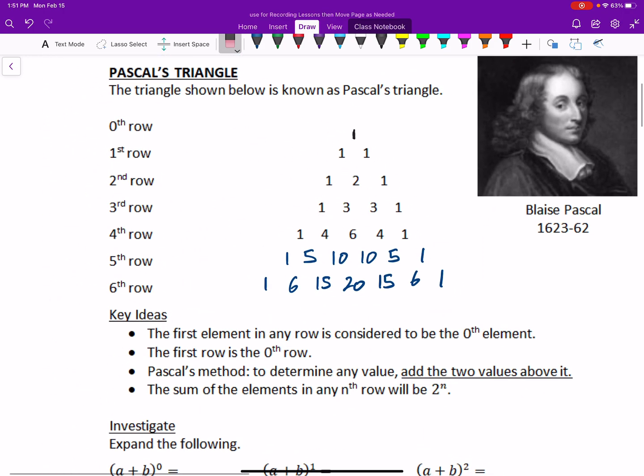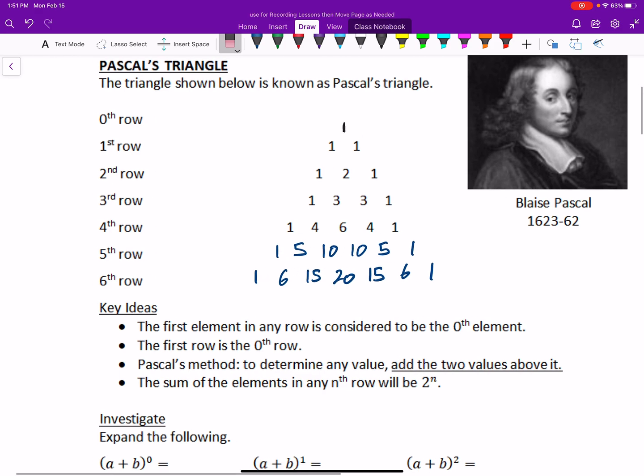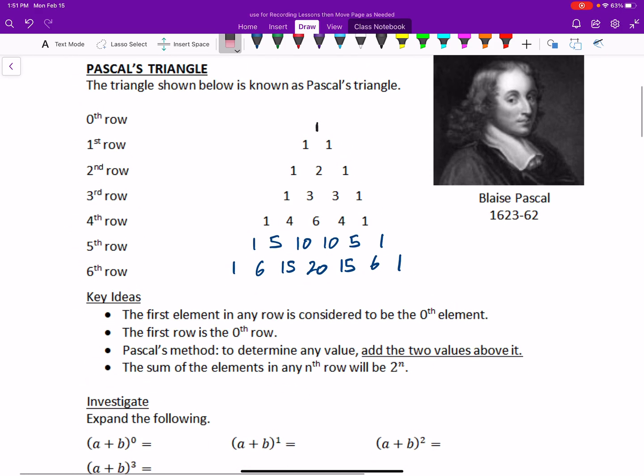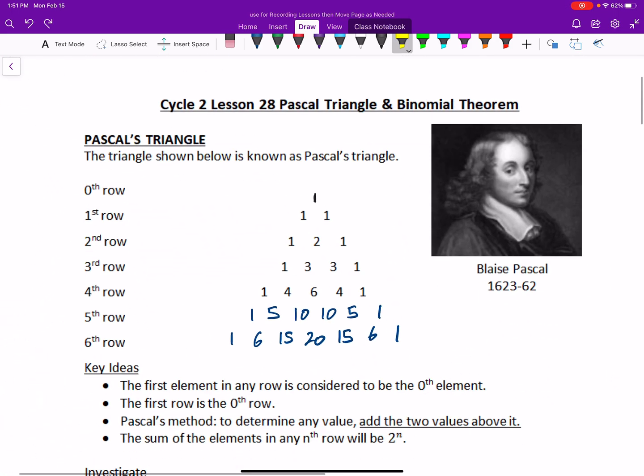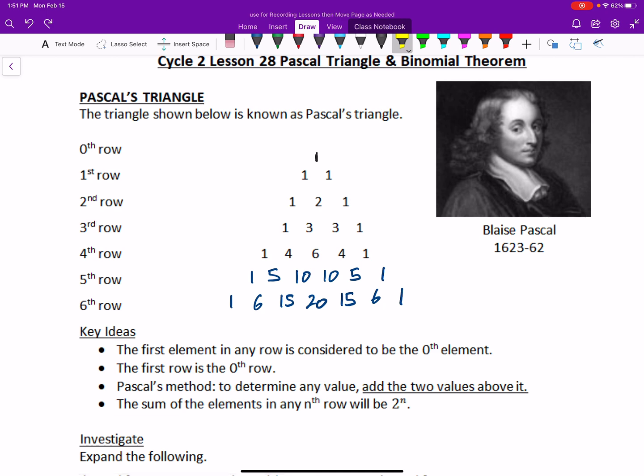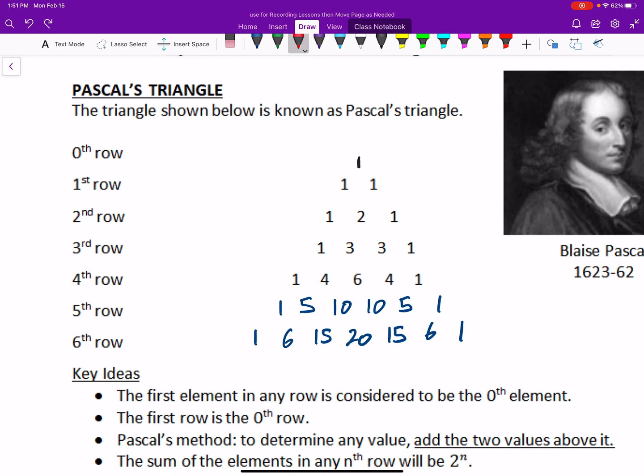So that's Pascal's triangle. It's got a lot of interesting features about it. First off, notice how we've numbered the rows down the left-hand side, but we don't start with row 1. The top row is actually called row 0. I hate the way my iPad jumps around when I undo something sometimes. Anyway, this top row is called the 0th row.